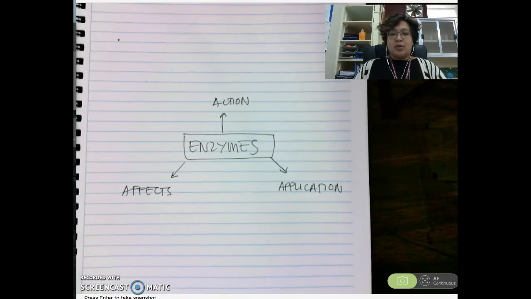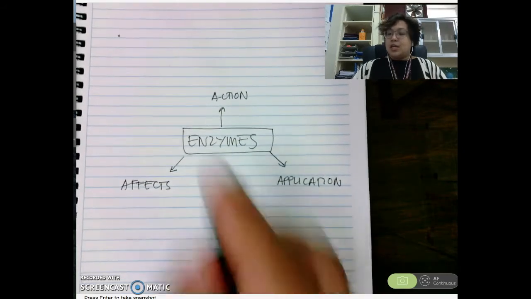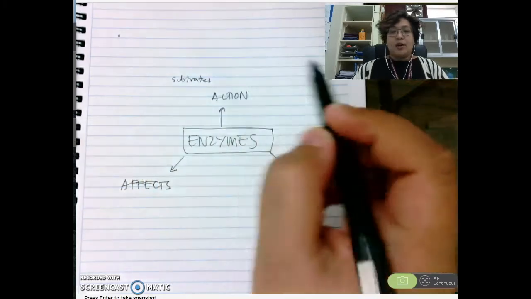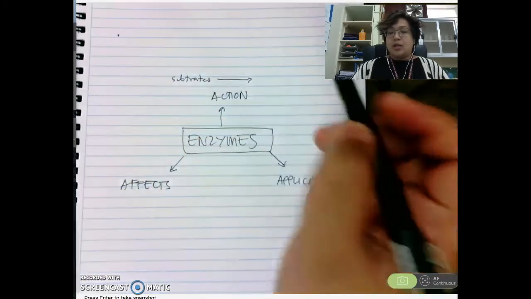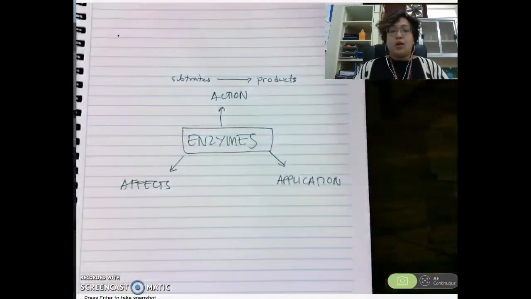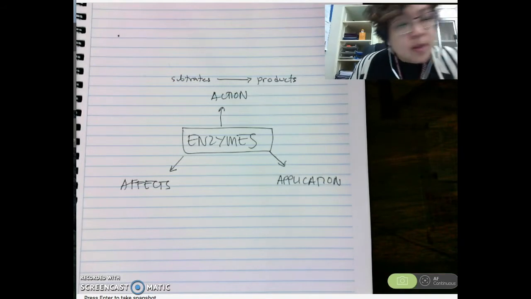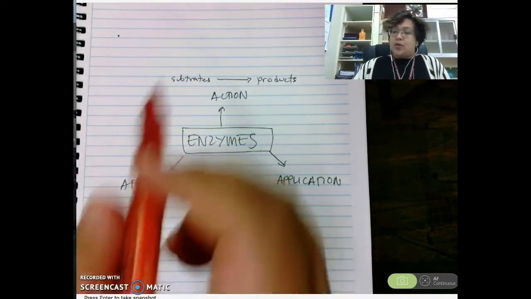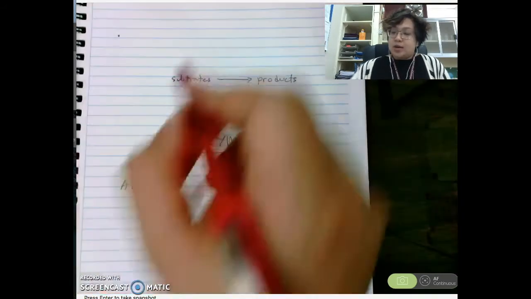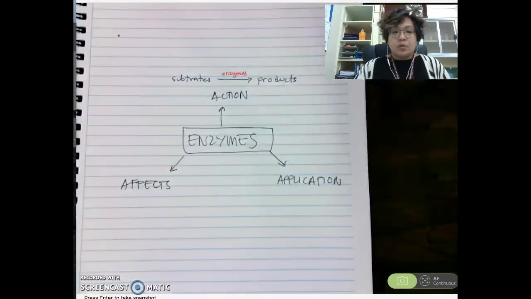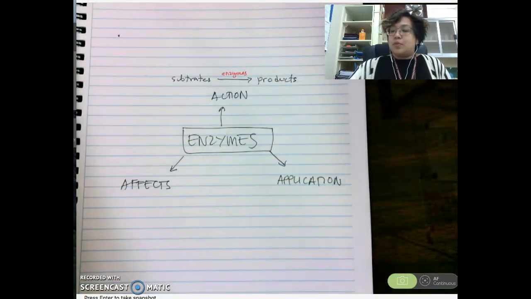So, actions of enzymes. For any chemical reaction, the general idea is that you have substrates that are reacting, and these substrates will turn into products in any chemical reaction. So, where do enzymes come into play? When we convert substrates to products, we can use enzymes to speed up the chemical reaction.